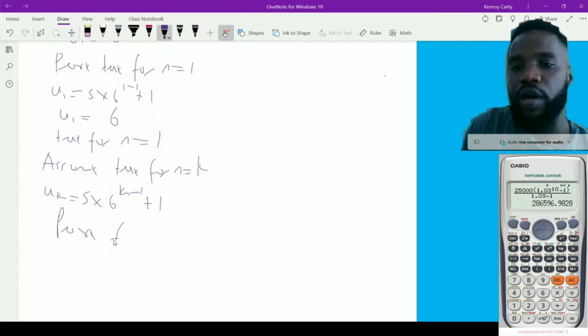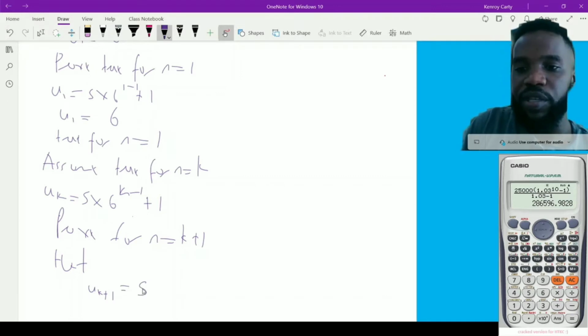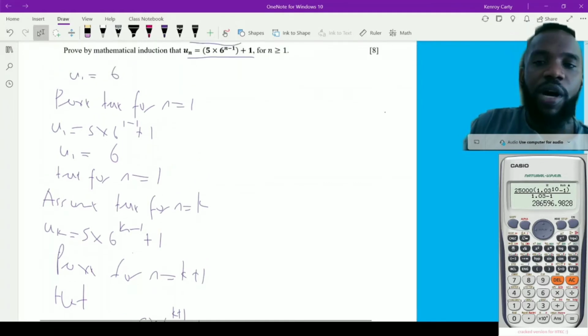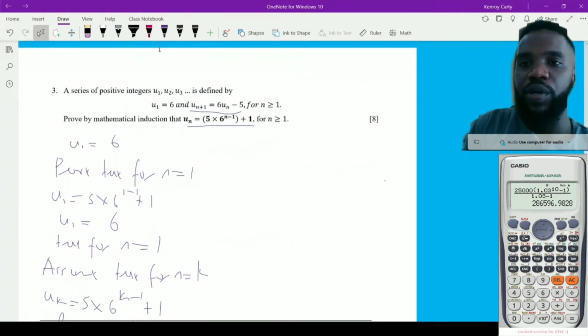So, prove for n equal k plus 1 that u(k+1) is going to be equal to 5 times 6 to the k plus 1 minus 1, plus 1 there. So that's what I should get when I'm finished. But now let's go back up. How am I going to prove that?